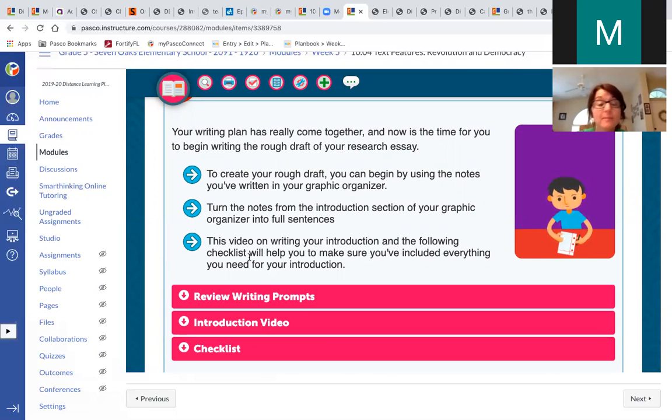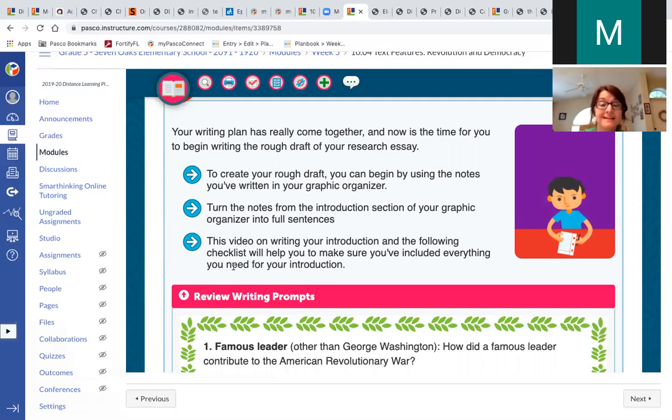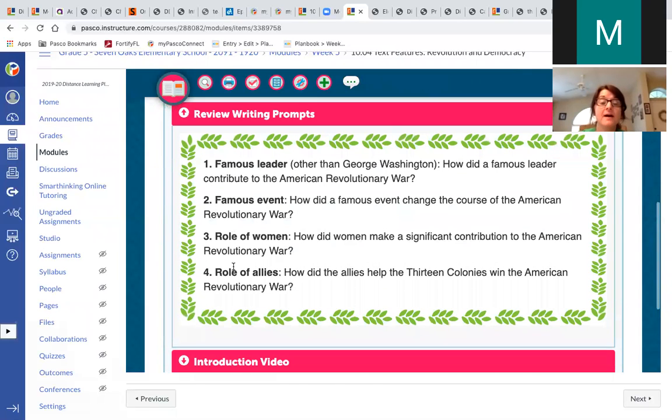It's going to help you make sure that you've remembered everything you need to include in that introduction paragraph. So here are those writing prompts again, and I know that you guys have talked about those already in 10.3, and you're working on your graphic organizer that you submitted in 10.3, but here again, just to revisit, you're choosing what you're responding to, either 1, 2, 3, or 4.